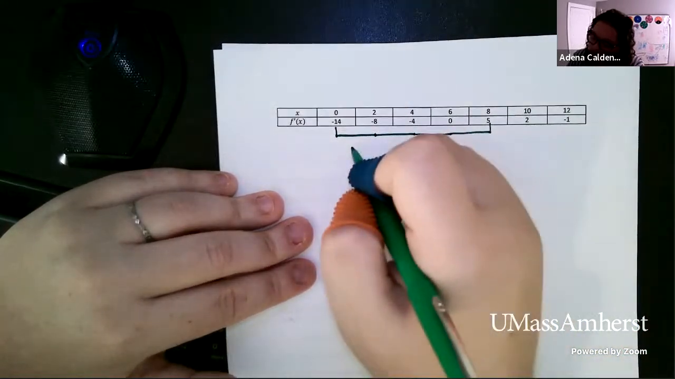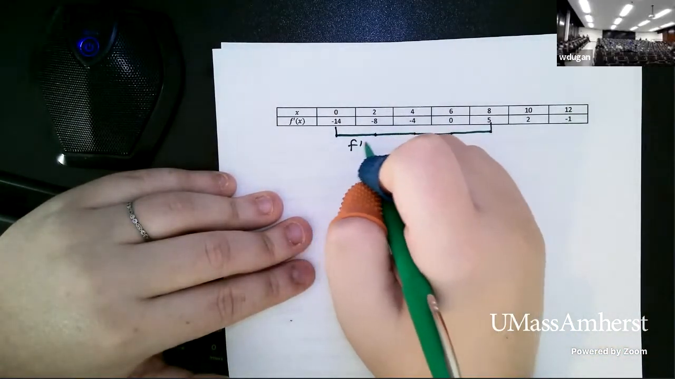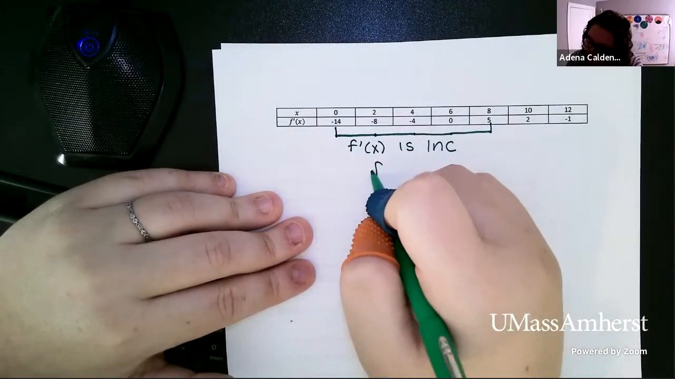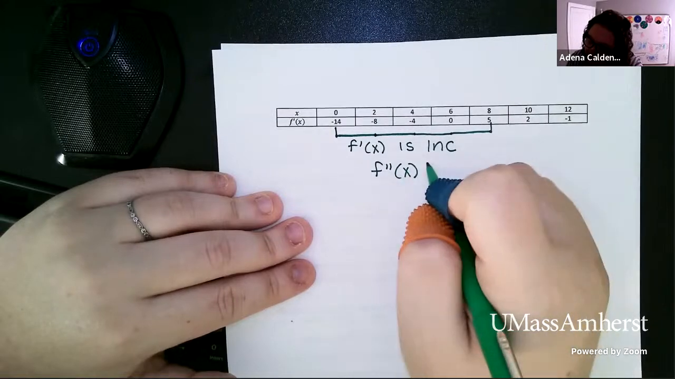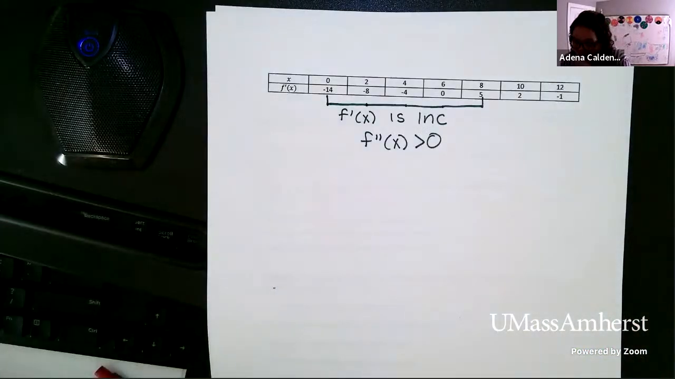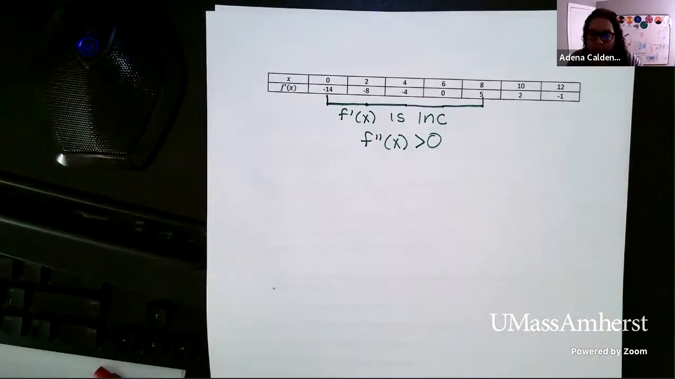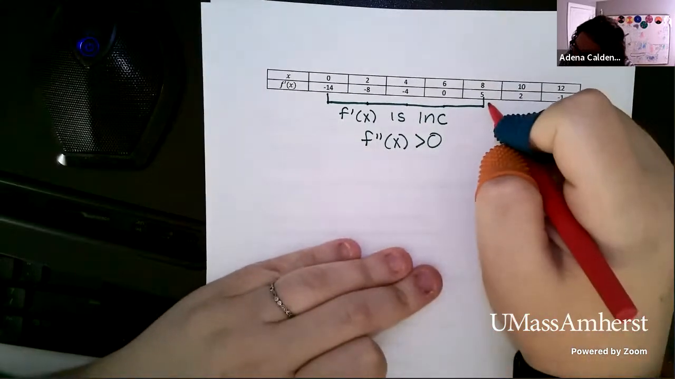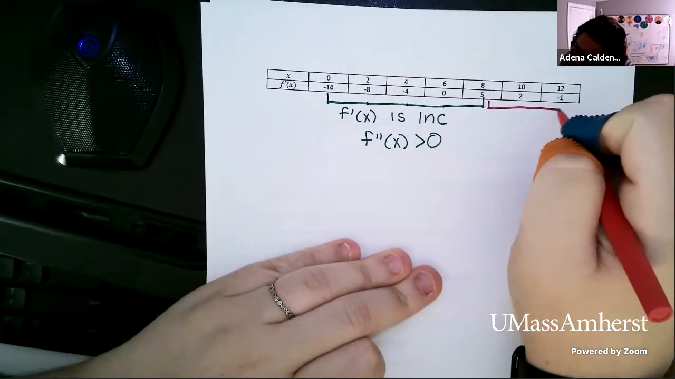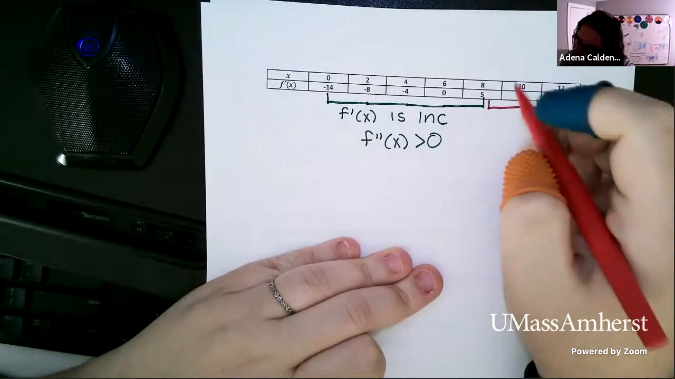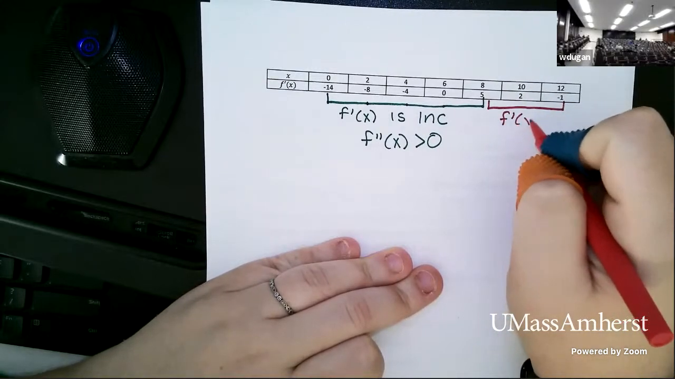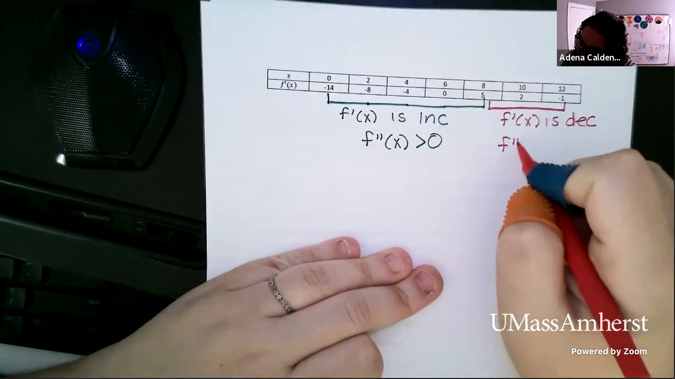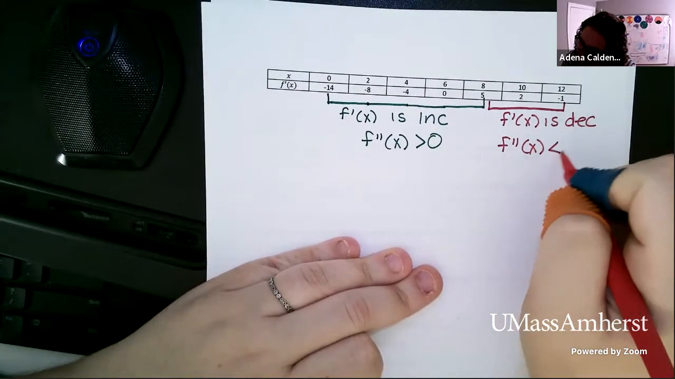And then I stop. So here, f prime of x is increasing. And that tells me that the second derivative is positive from x equals 0 to x equals 8. But then I have 5, 2, negative 1. Those values are going down. So here, the first derivative is decreasing, which tells me that the second derivative is negative.